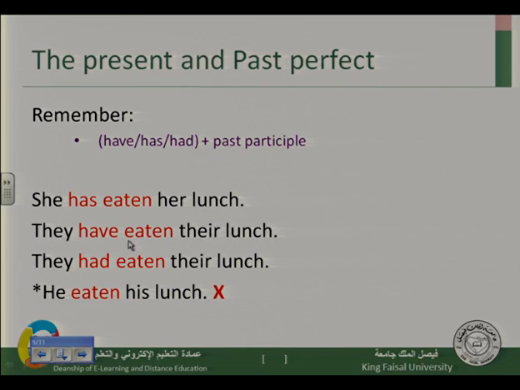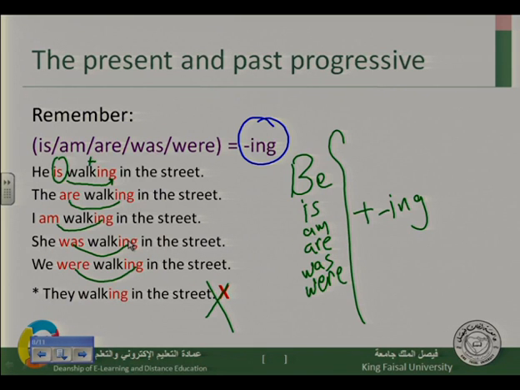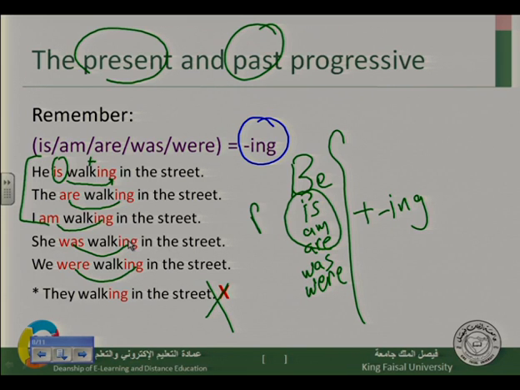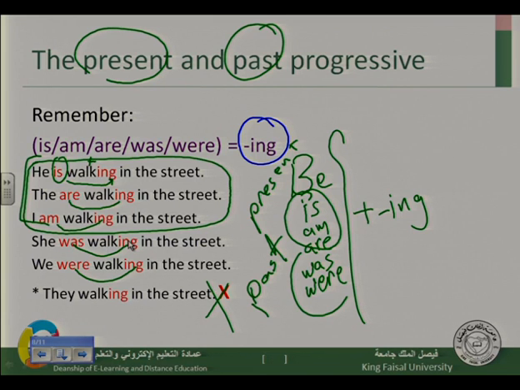The present and past perfect. Just to go back one minute. Now notice that we talked about the present and past. Is, am, and are are the present. Was and were are the past. So these three, is, am, and are, are in the present continuous or present progressive. Was and were are in the past progressive. Okay, just don't forget that.